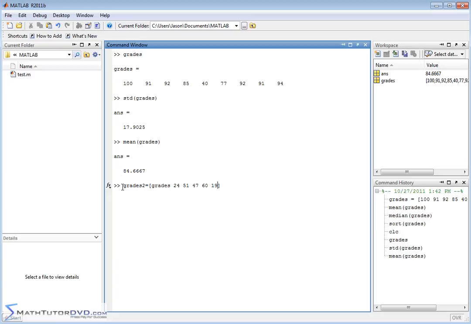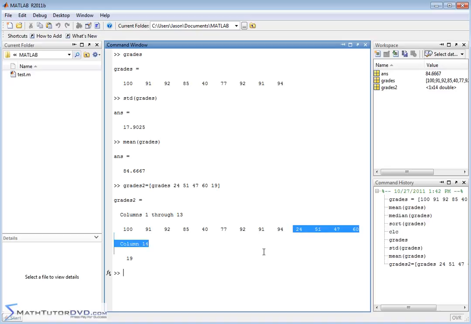So what I'm doing here is I'm creating another vector, and I'm going to have the values of the original vector that I have up here, but I'm going to append at the end these additional grades. And so you can see that that's what I have here. This vector contains the original grades, and then over here I start to add these other guys.